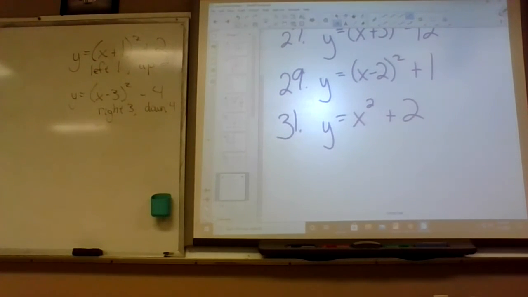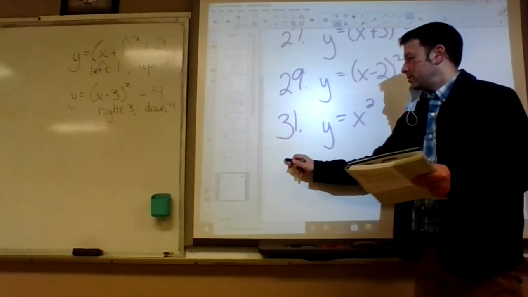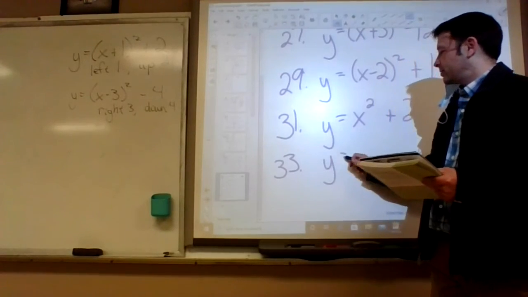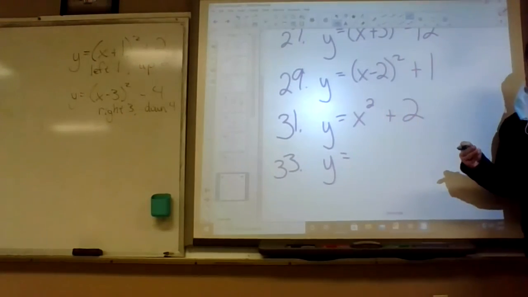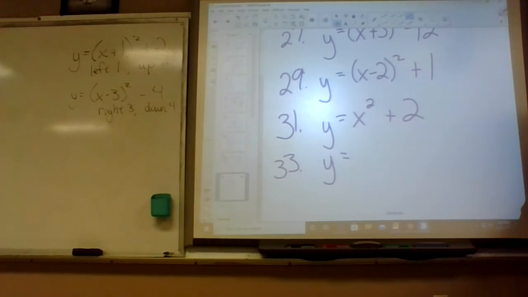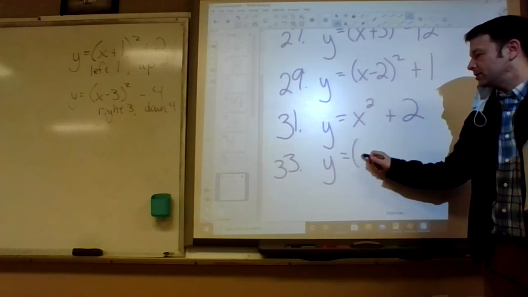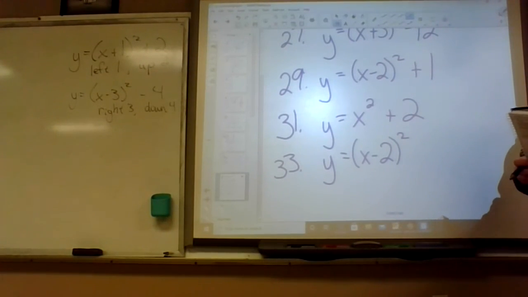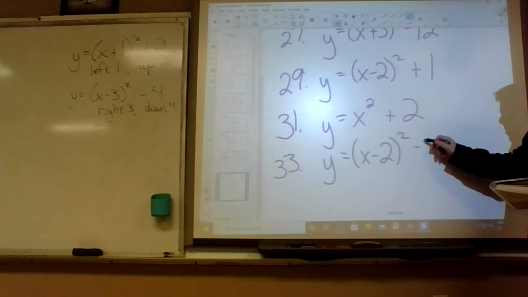Oh, 31. So would this just be x squared minus 2? No, it wouldn't. 33, let's start with the parentheses, which is left to right, right? So how far to the right is that vertex? 2 to the right. How do I make the graph move 2 to the right? Minus 2. Also the graph is how far down? Down 2. How do I make the graph move down 2? Minus 2.